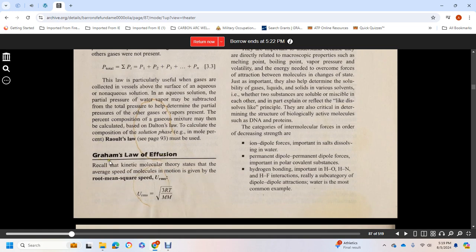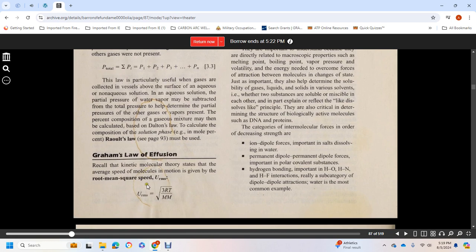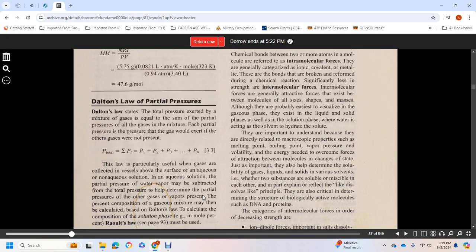Graham's law of effusion. Recall the kinetic molecular theory, which states that the average speed of the molecules in motion is given by the root mean squared speed, u_rms, which is equal to the square root of 3RT over the molar mass.